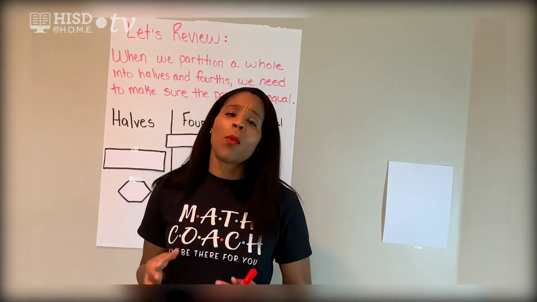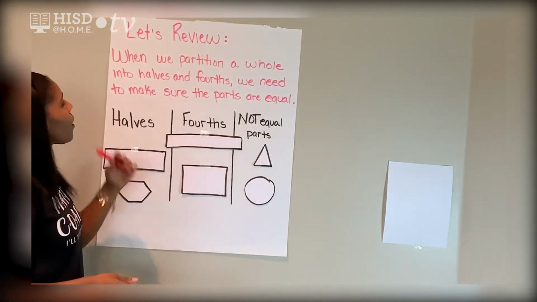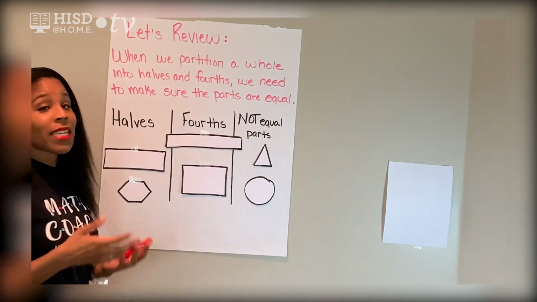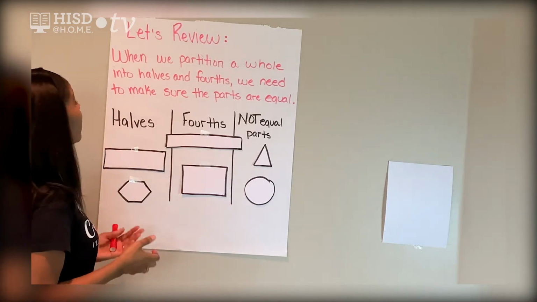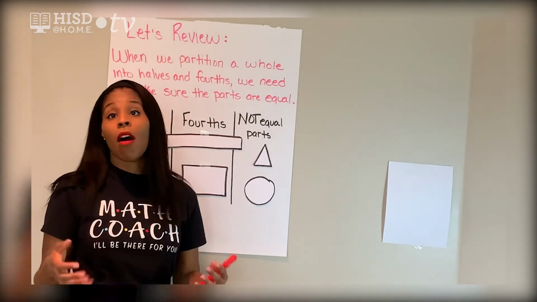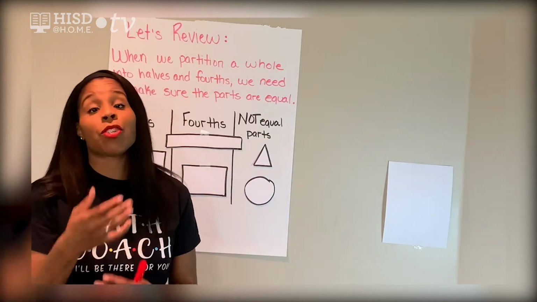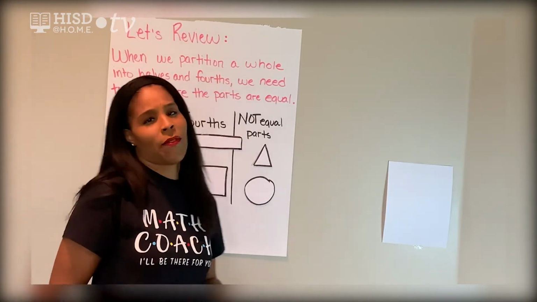Alrighty, let's review before we dive into our lesson for today. On our review, we're going to review that when we partition a whole into halves and fourths, we need to make sure the parts are all equal. So we want to make sure that the parts are all the same, just like the vocabulary that we just reviewed and the pictures we looked at. We want to make sure of that.